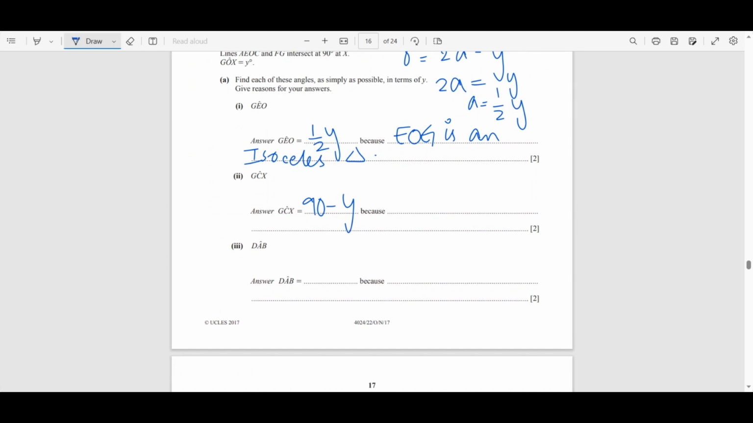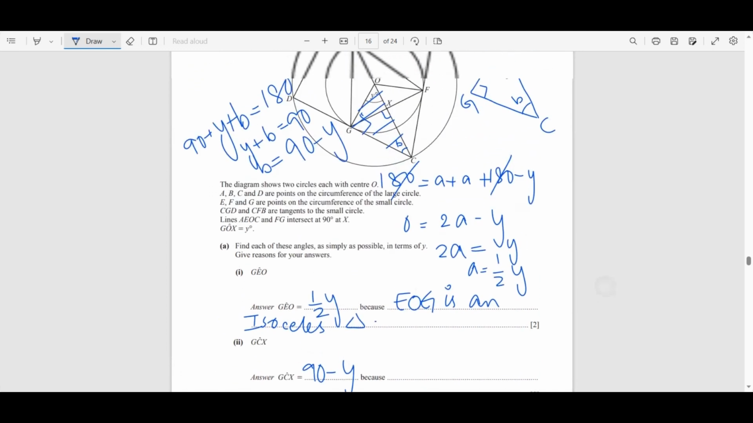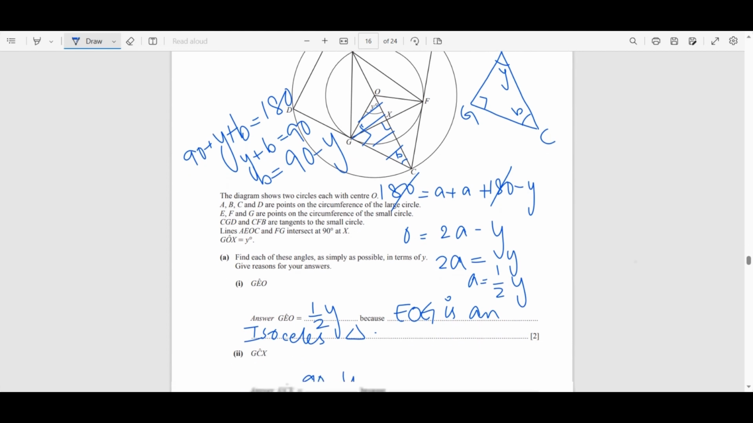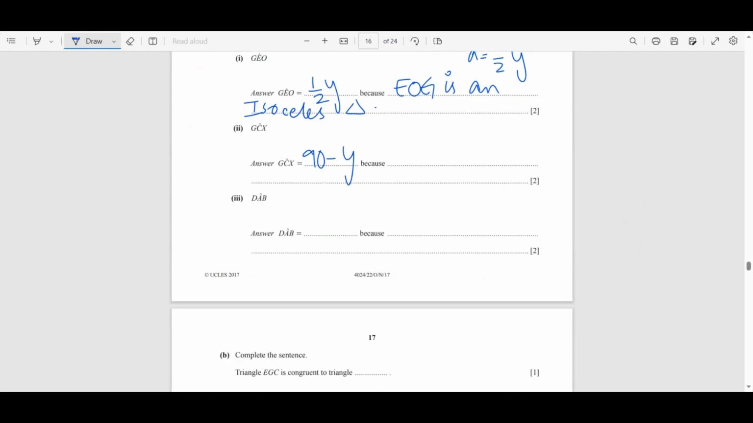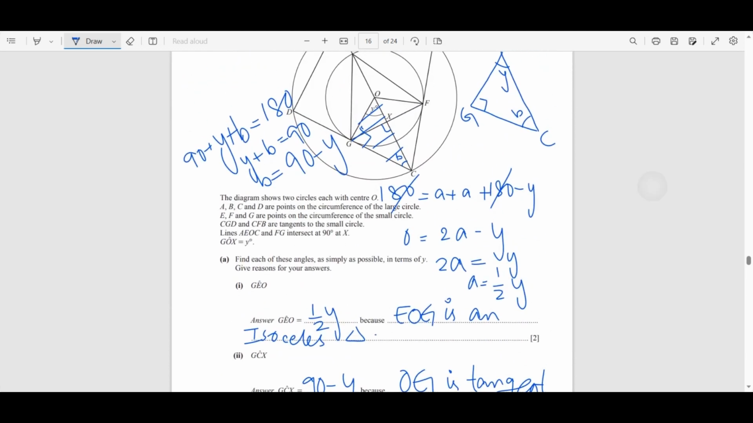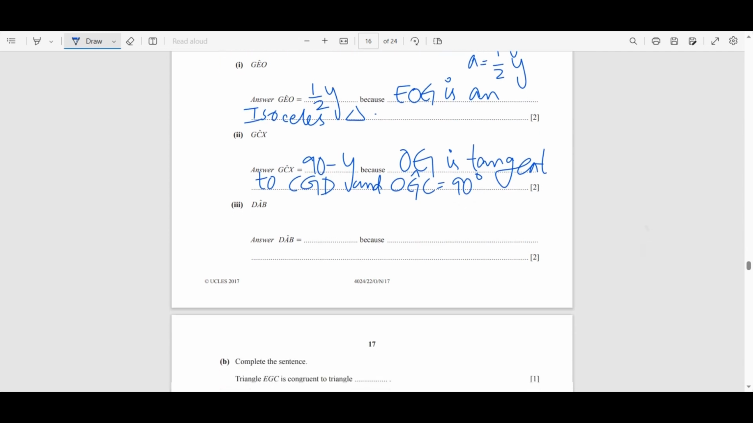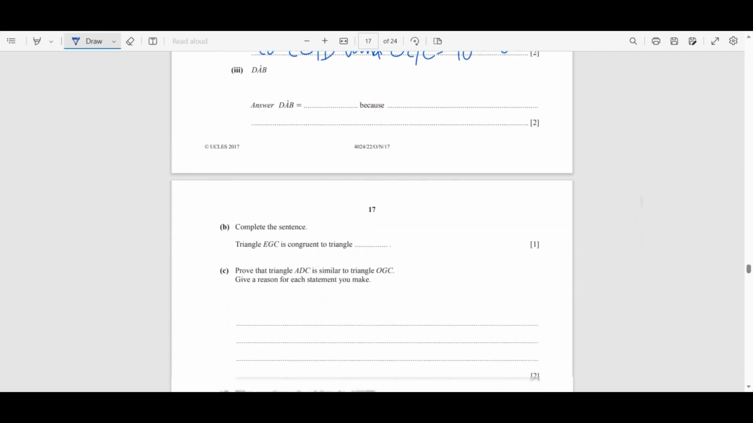Okay, so the reason you could say is that OG is tangent to CGD, and OGC is 90 degrees. This is how I like to explain. As long as your reason is correct, they have no intentions to deduct your marks.